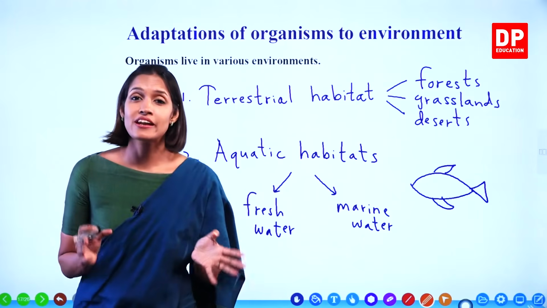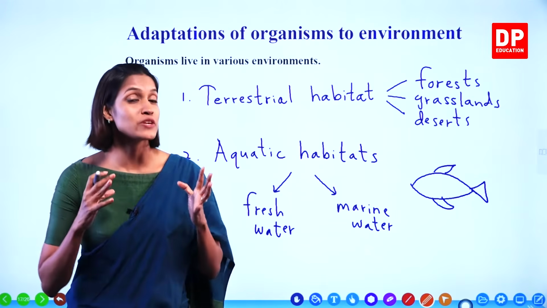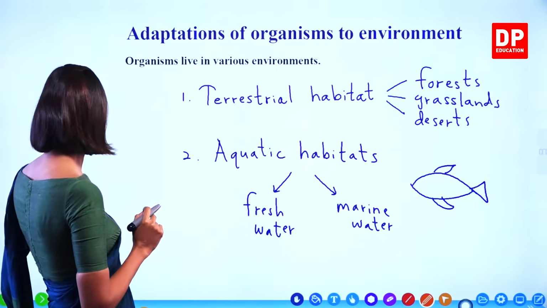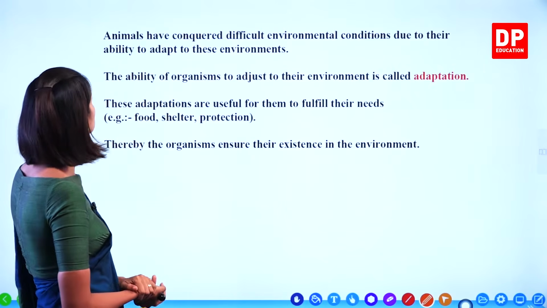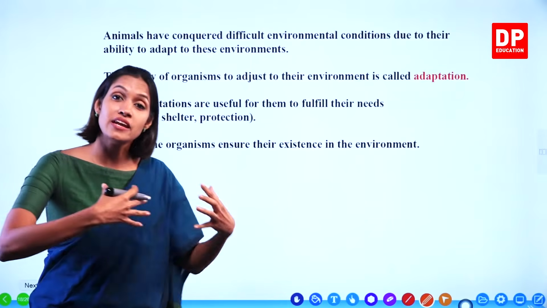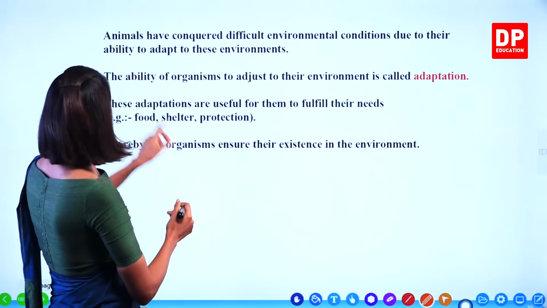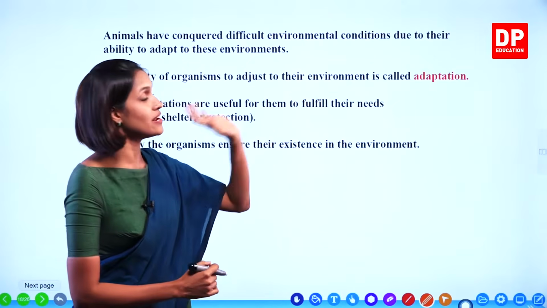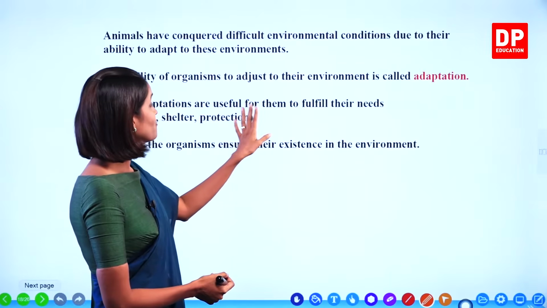Animals have different characteristics in order to fit into their environment. These type of special characteristics that animals have are known as adaptations. Okay? Right. So animals have conquered different environmental conditions due to their ability to adapt to these environments. Right? Adapt to these or fit into the environment. Okay? The ability of organisms to adjust to their environment is called adaptation. Okay, children? So these adaptations are useful for them to fulfill their needs.